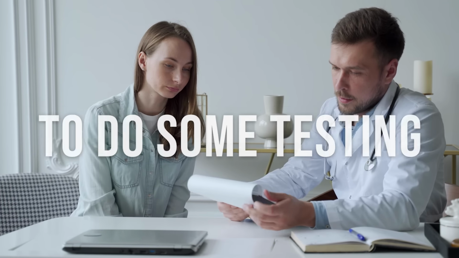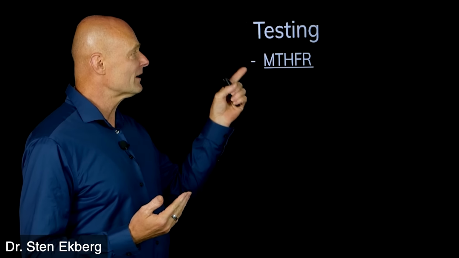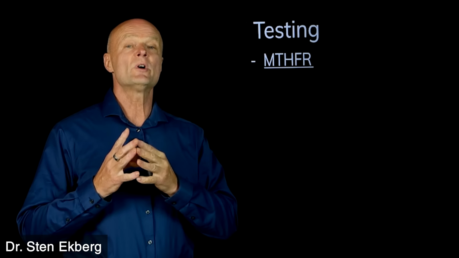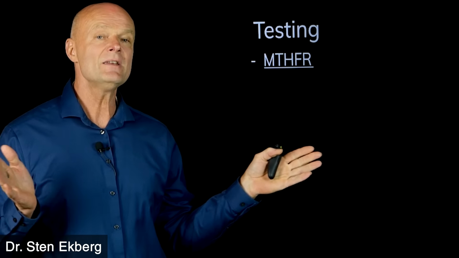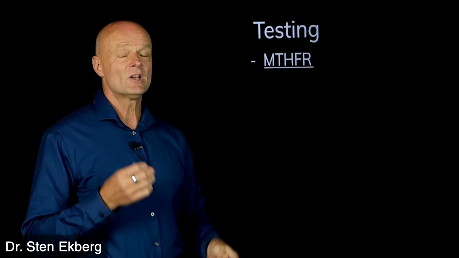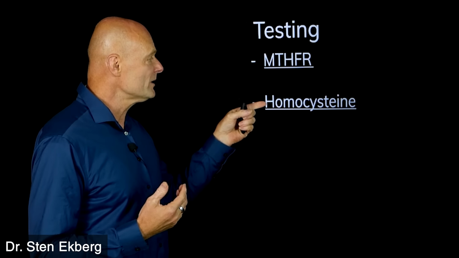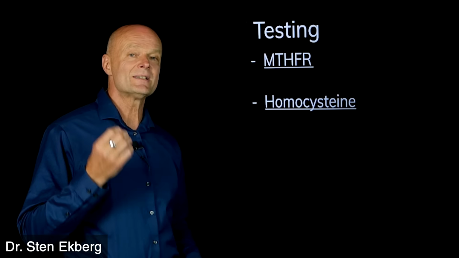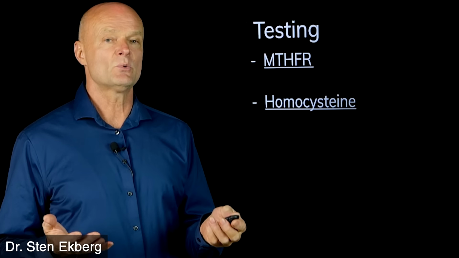So the only way to really know if you are affected is to do some testing. And there are two things you can test: you can test the gene itself, the MTHFR, and run a specific test for that gene. Or if you do your entire genome, then that is going to be included in the test. And the other one you can test, of course, is homocysteine.